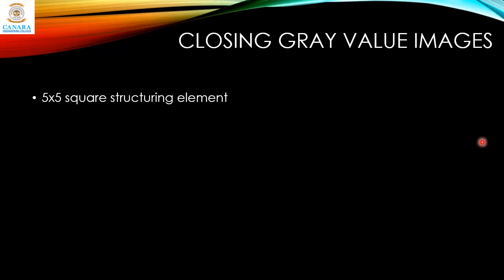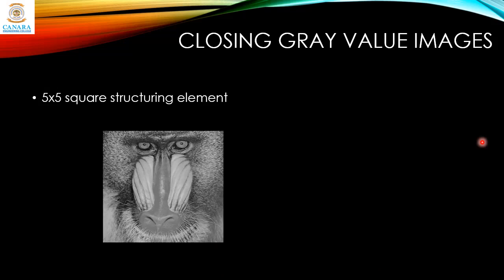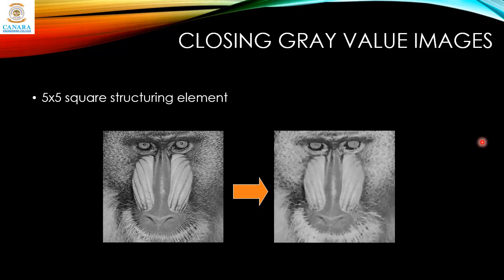Now, if you perform closing on gray value images with a 5 cross 5 square structuring element, this example we saw for opening also. In opening, it made the image a bit darker. Now it has made the image a bit brighter, but again we lost the details. You can see the eyes here, it's clear cut in the input image, and in the closed image you can see it has lost the details, the pupil and the whiskers. All those things are somewhat shady in this closed image.